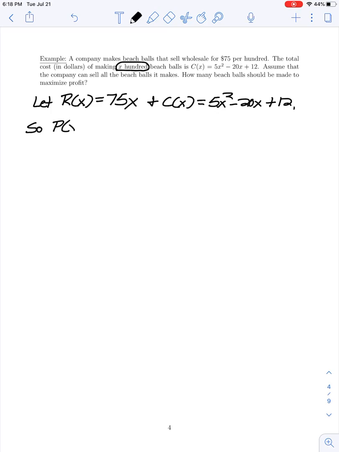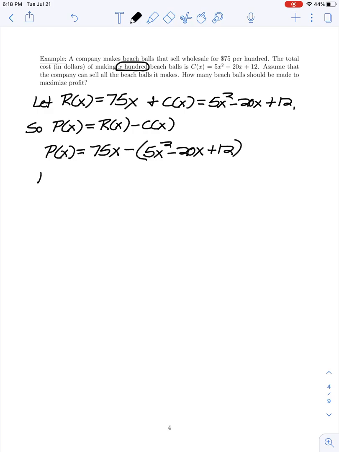So our profit function, P(x), we know is defined as revenue, R(x), minus cost, C(x). So P(x) is equal to 75x minus the cost function, 5x² - 20x + 12, or simplifying, P(x) is -5x² + 95x - 12, where x, the number of hundred manufactured, must be non-negative, since we can't manufacture a negative number of beach balls. So we're interested in maximizing this function.